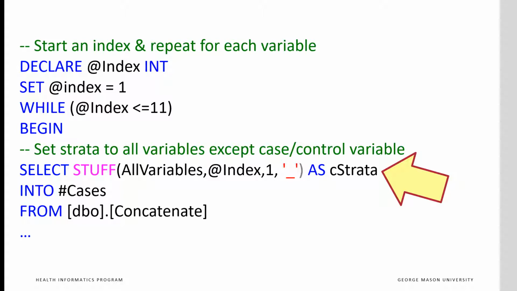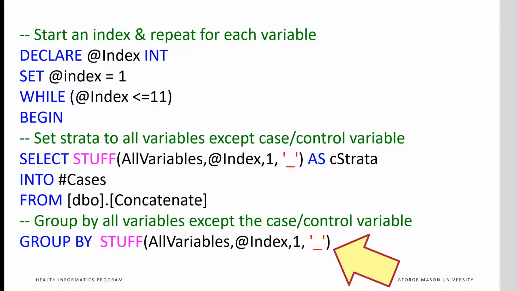The stuff command replaces the character in the position of index with a dash. It is doing this when the feature is present or absent. De facto, the stuff command removes one of the patient features from the all variables field and stores the result in a field called cstrata. The group by command tells the computer to aggregate the data within all combinations of features except the combination where the stuff command has changed it to dash. Note that since the dash is in all cases, the group by command is not affected by it.